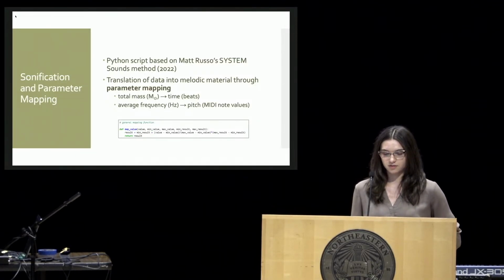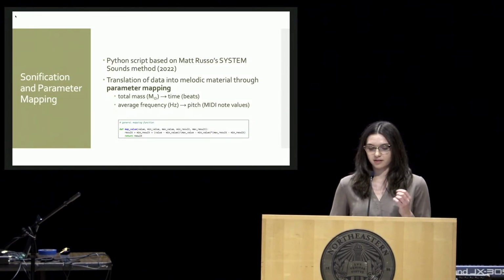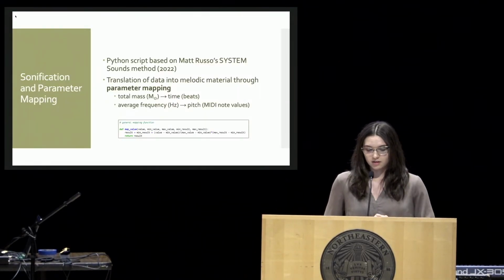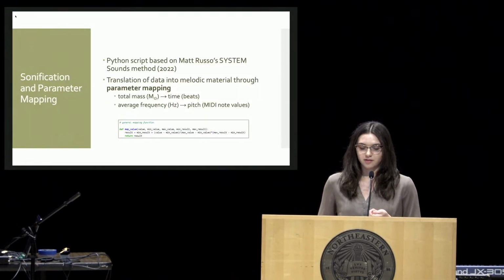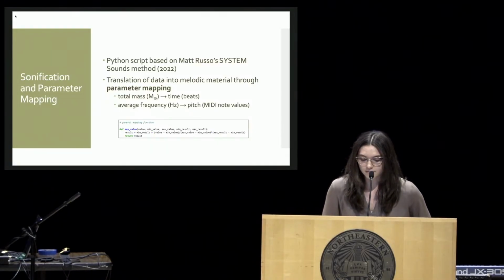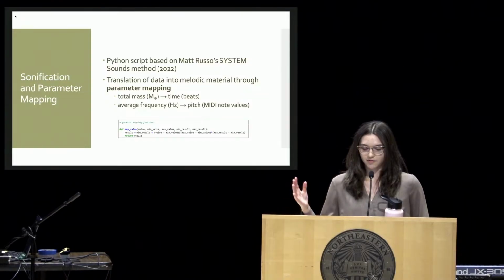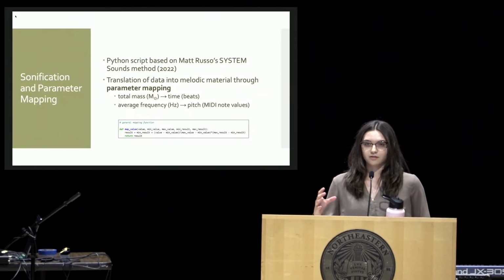I wrote a Python script based on Matt Russo's system sounds method that translates the total mass of the objects involved in the collision into time, and the average frequency of each individual event into pitch. Here is the general mapping function I used. It takes the minimum to maximum value and maps it onto a different scale.